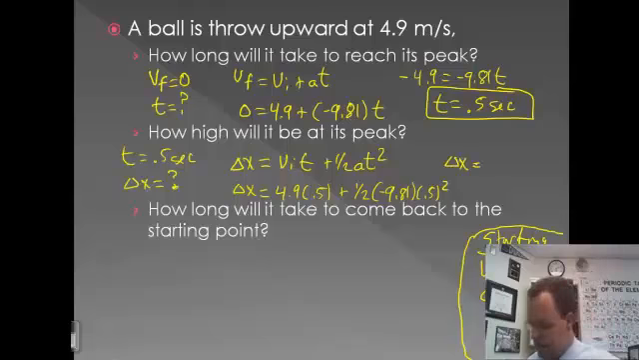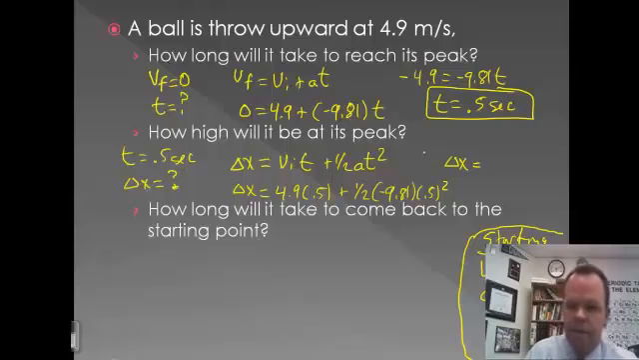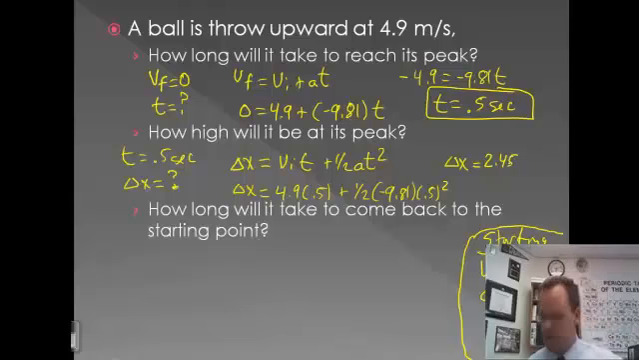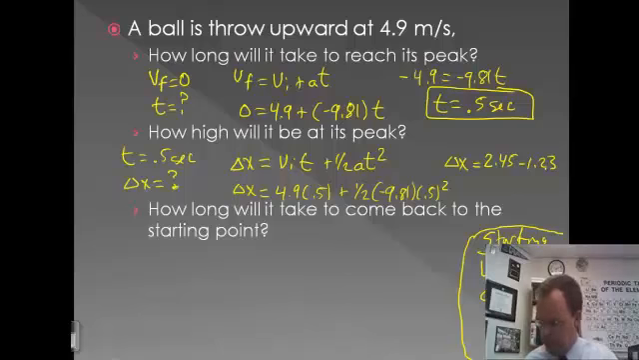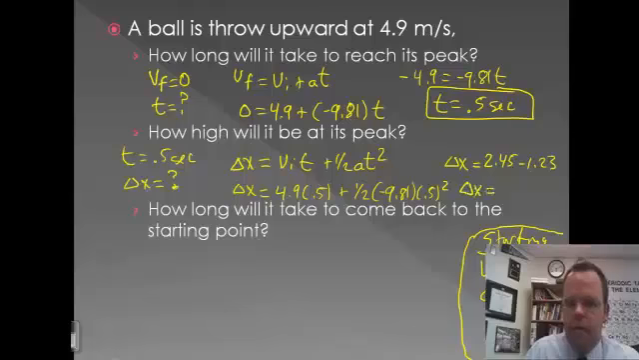Plug this into my calculator. 4.9 times 0.5 is 2.45. Half 9.81 times 0.5 squared comes out to negative 1.23. Subtract, and I get 1.22 meters.